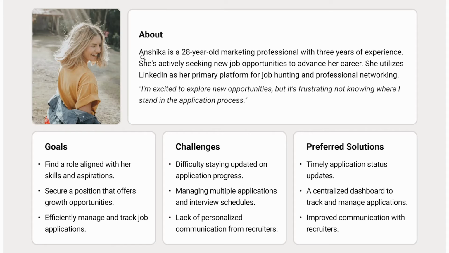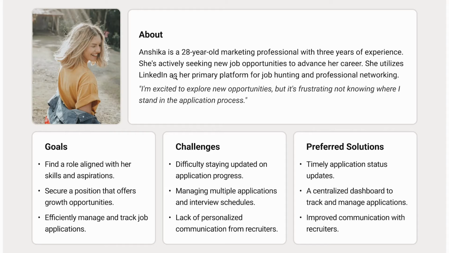So Anshika is a 28-year-old marketing professional with 3 years of experience. She actively seeks new job opportunities to advance her career. Now here itself, I'm very confused. Why does she actively seek new job opportunities? It's not that she's applying for a job every single day, right?